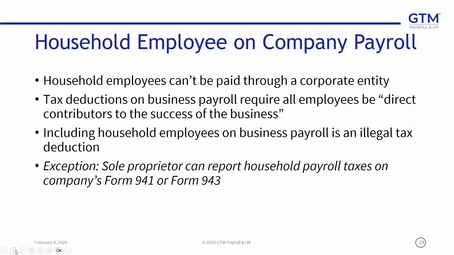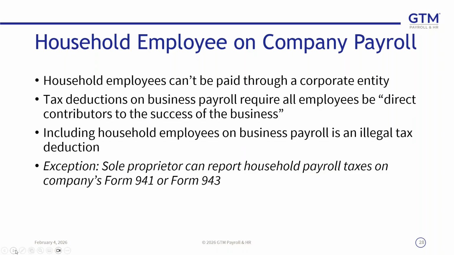So we mentioned earlier that families may try to classify their employees as independent contractors to avoid their tax obligations. Another way to avoid responsibilities is to put a nanny or senior caregiver on the company payroll, which doesn't work with the IRS either. It's considered an illegal tax deduction because all employees on a business payroll must directly contribute to the business's success. But of course, there is an exception.